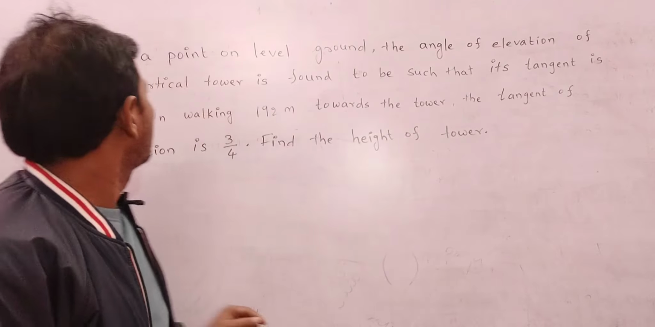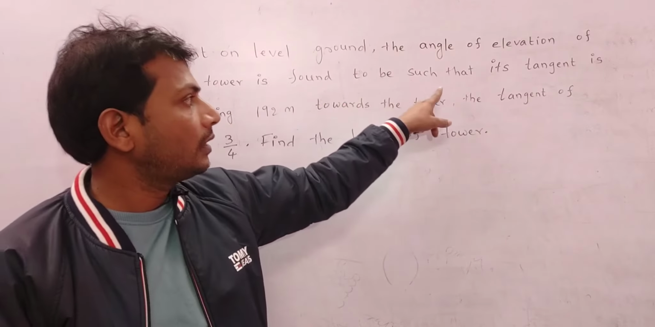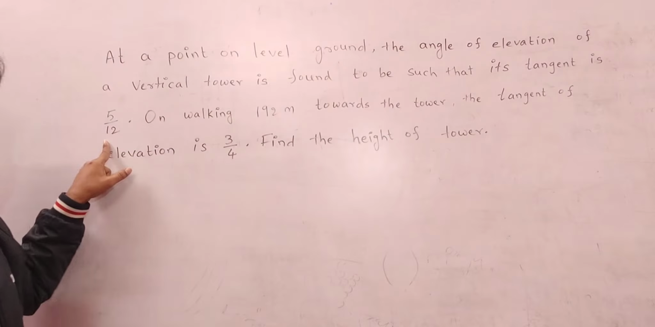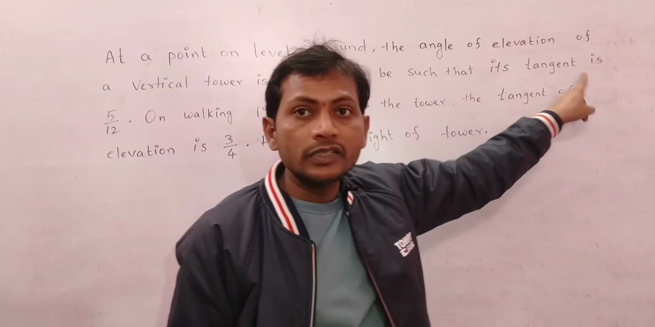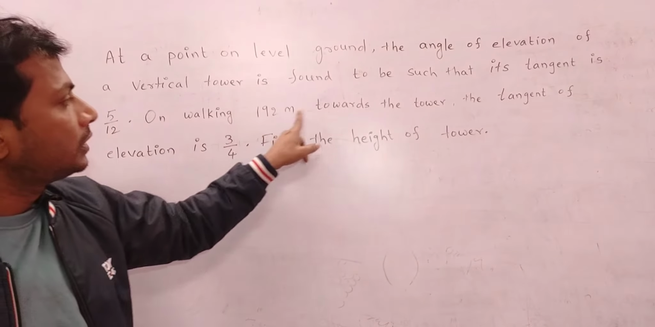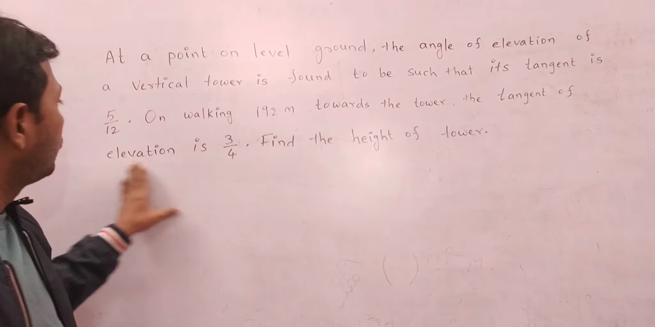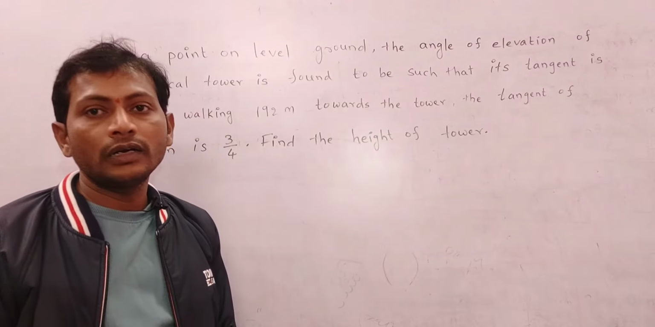That question is, at a point on level road, the angle of elevation of a vertical tower is found to be such that its tangent is 5 by 12. So please keep in your mind, tangent is 5 by 12. On walking 192 meters towards the tower, the tangent of elevation is 3 by 4. Then find the height of the tower.